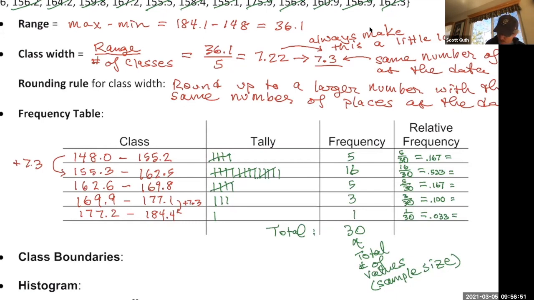16.7%. And you're just multiplying by 100, which moves the decimal place 2 to the right. So 53.3%. Okay, 16.7%. And then 10.0. And 3.3%.